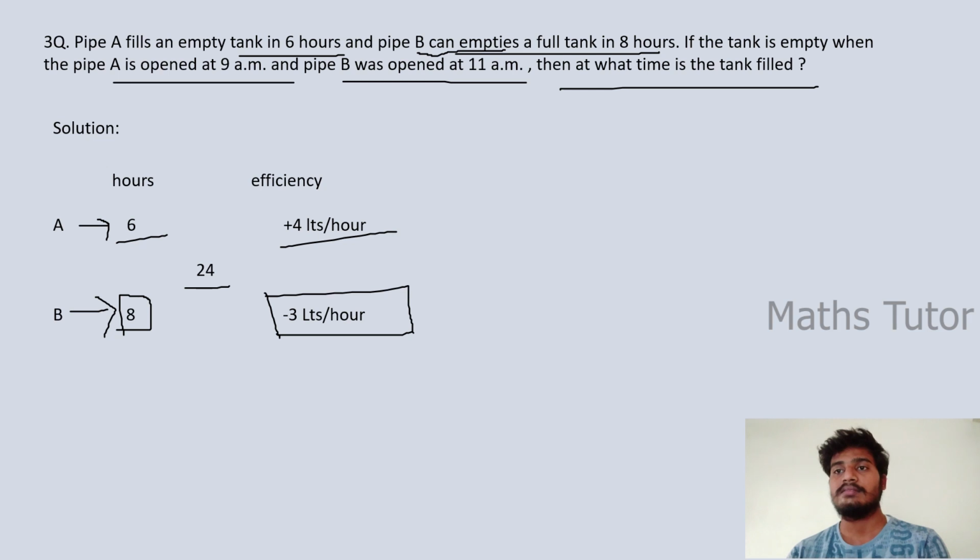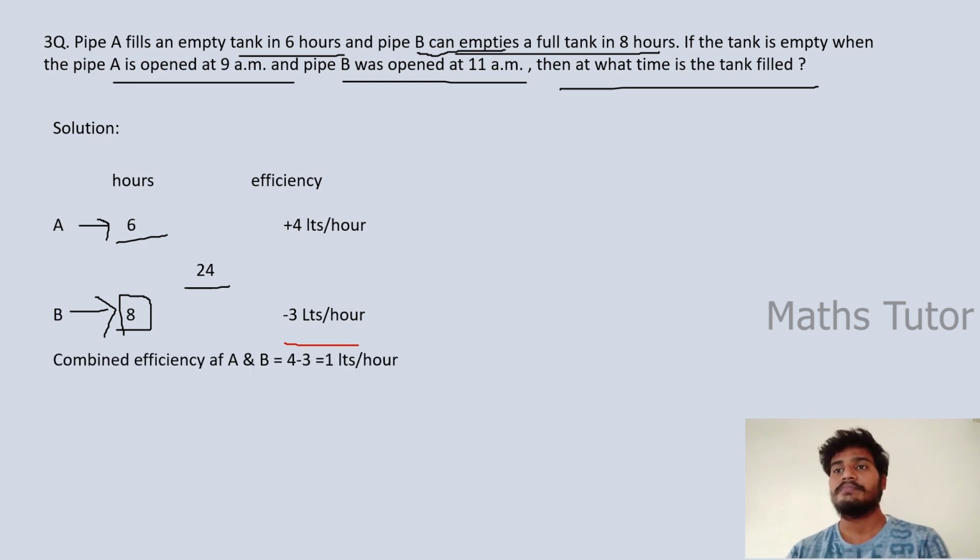Here the minus symbol indicates that pipe B is emptying the tank. So the combined efficiency is 4 minus 3, which is equal to 1 liter. When A and B are open together, the efficiency of both the pipes is 1 liter per hour.